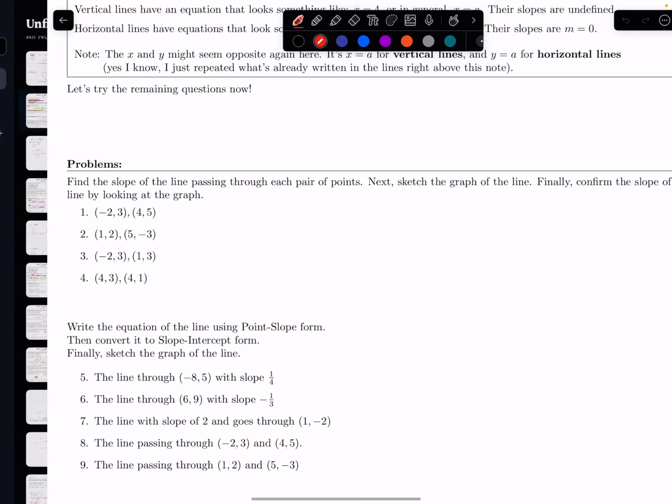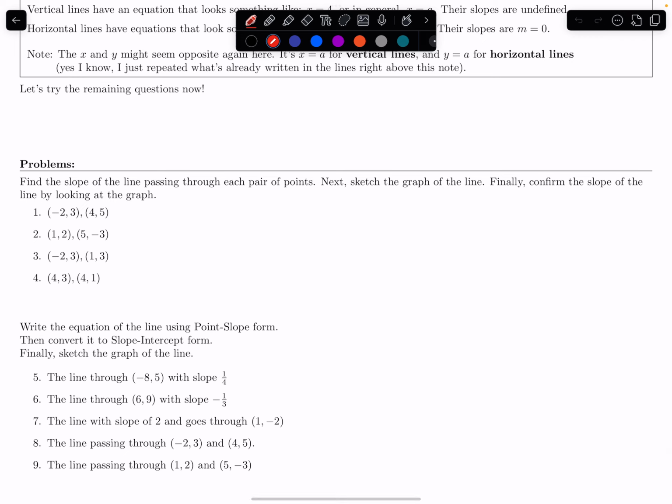All right, one more question. I wonder if this one will be a vertical line. And yes, it is. It is vertical because I see the first 2 values are the same.